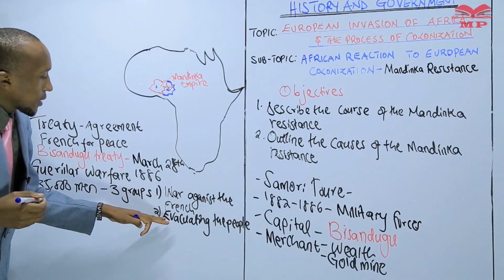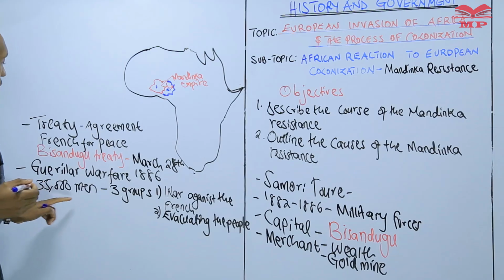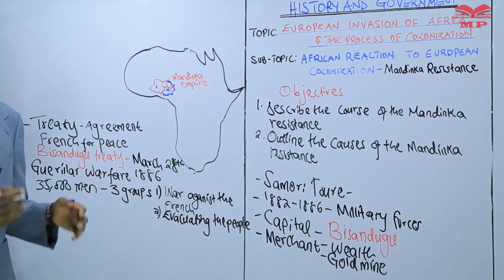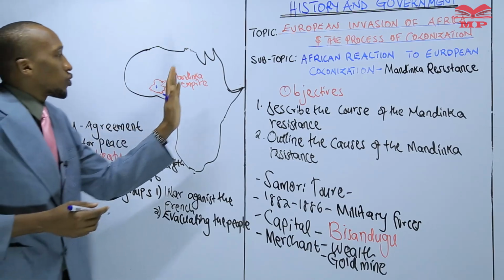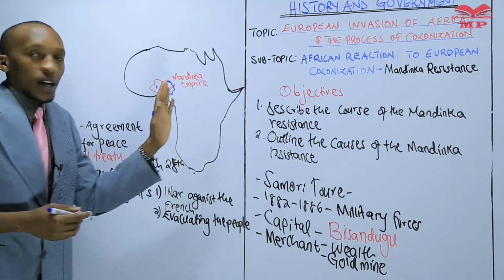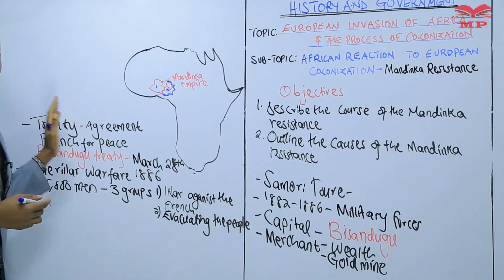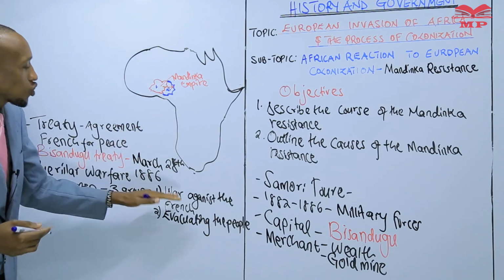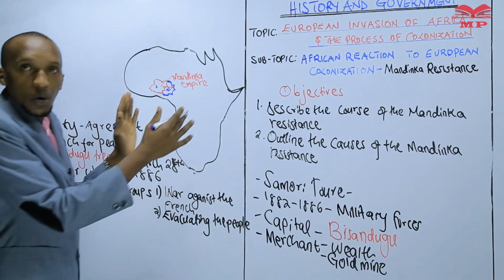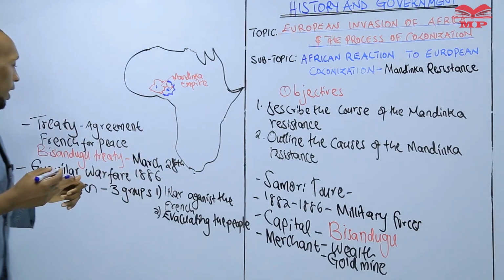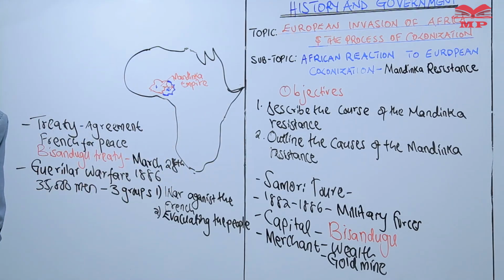Then the second group of his army was involved in helping the people to evacuate and move towards the east, or run away from those who are fighting. So as the first group is fighting against the French, the second group is moving towards the east. And then they had a third group.